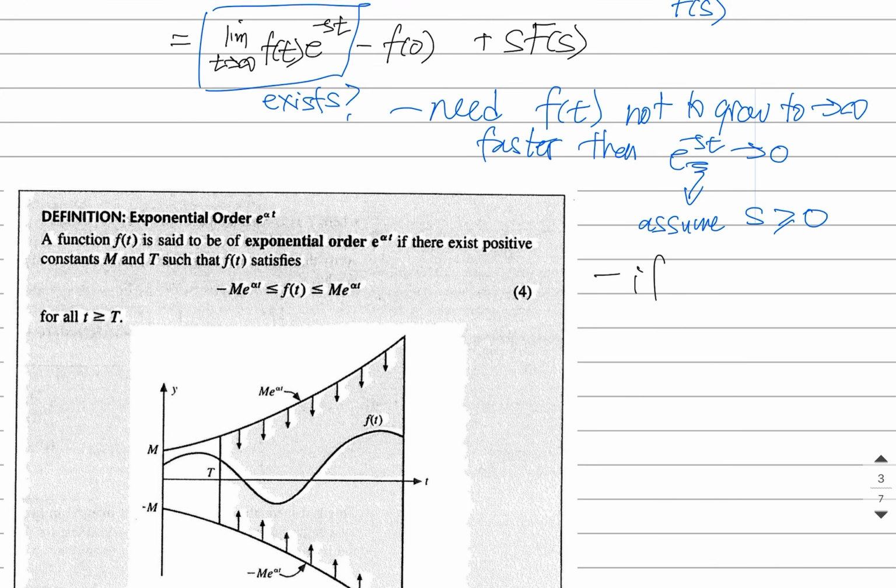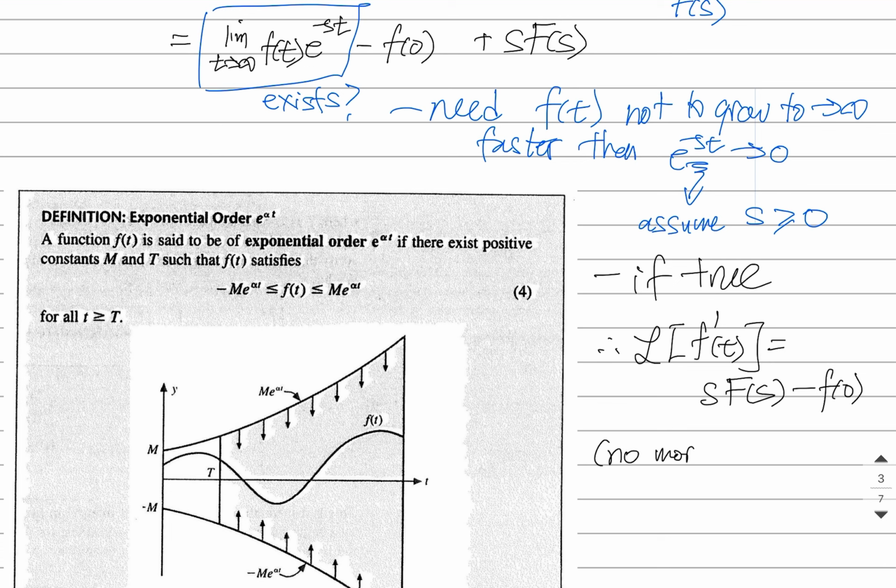So if this is true, then what we're going to find is that the Laplace transform of the derivative is just going to give me the following. It's going to give me s times the Laplace transform of the function minus the initial value here of the function. All the derivatives are gone. So there are no more derivatives. And that's one of the magical things about this Laplace transform.